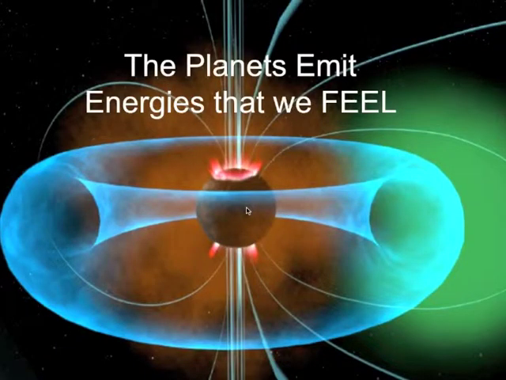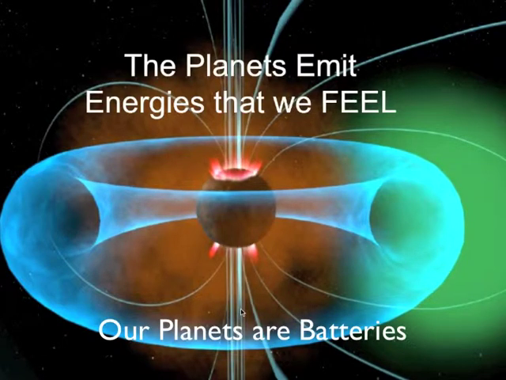The things that we haven't been told to look at in school would be the energy field of each planet, because an electromagnetic field emits an energy. That's what batteries are. Our planets are batteries.